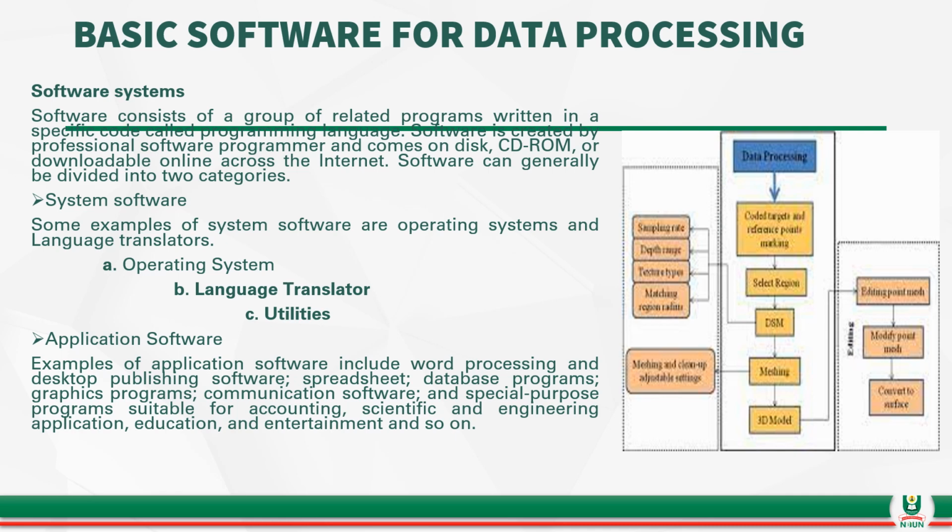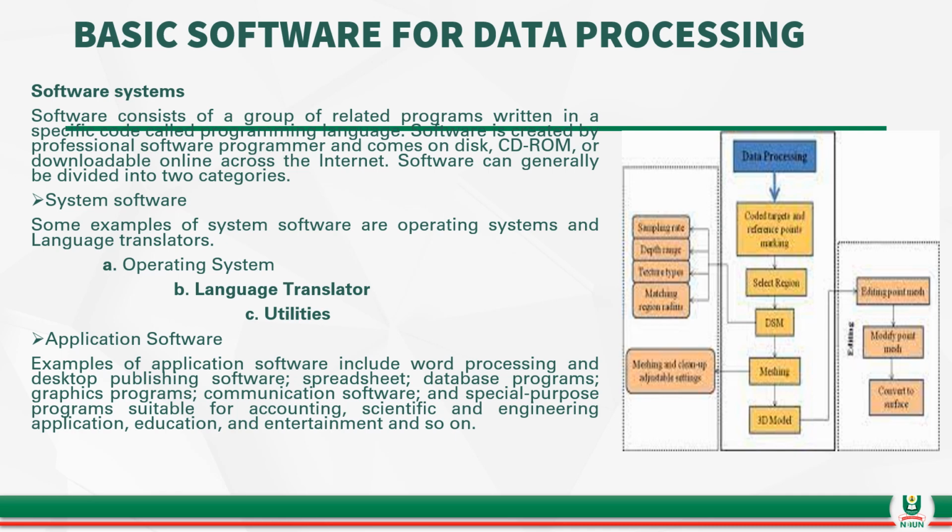System software. Some examples of system software are operating systems and language translators. This is A, operating system, B, language translator, and C, utilities. As you can see by the side of the slide, there is a diagram which shows the data processing. From that, it's a flowchart of data processing.